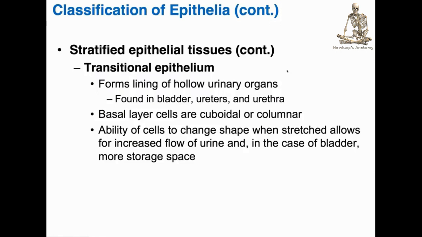You can see when our bladder is empty, it comes to a small shape, and as it gets filled up, it increases in size. So the cells have to change their shape accordingly, and their function has to be expansion and relaxation. The cells have to change their shapes continuously, so they are termed the transitional epithelium. The basal layer cells are cuboidal or columnar. These cells have the ability to change shape when stretched, to allow increased flow of urine, and in the case of the bladder, it also helps in increasing the storage space for urine.